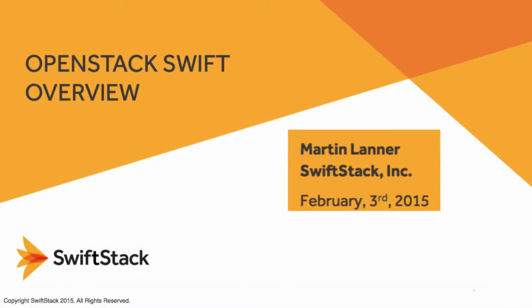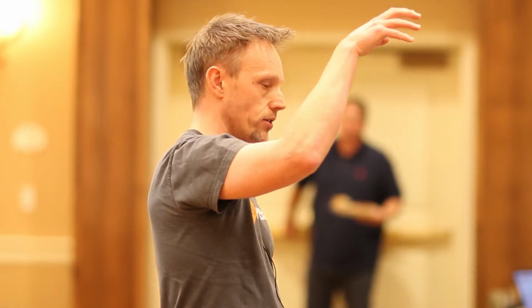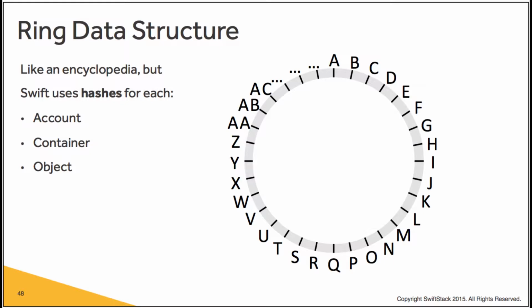We talked about the durability using checksums and data placement across the cluster itself. It's not every object as the auditors and replicators go around. What it does, it rolls up portions of objects into these Swift partitions, which have nothing to do with your traditional kind of Linux disk partition stuff. Then there's the concept of a ring.